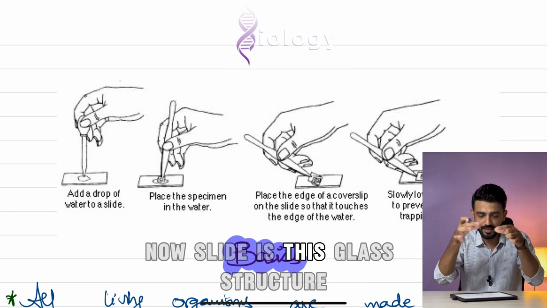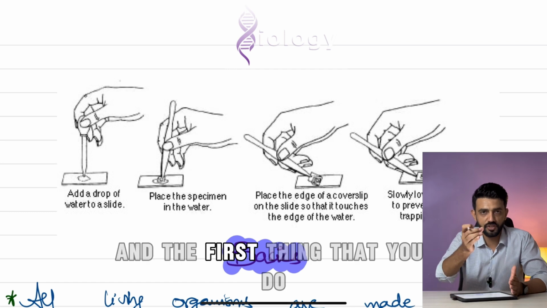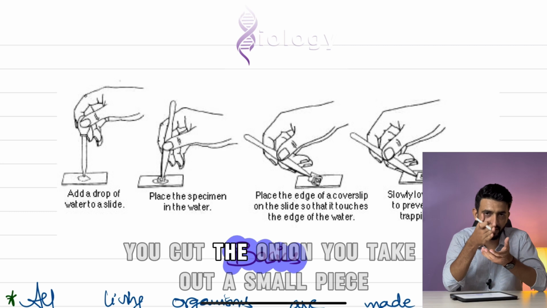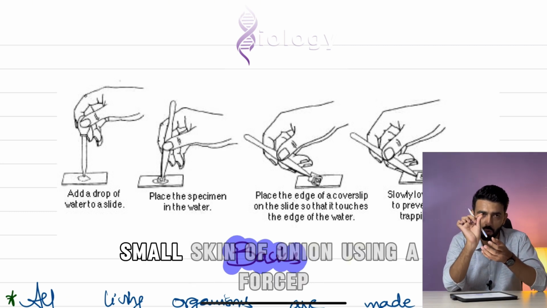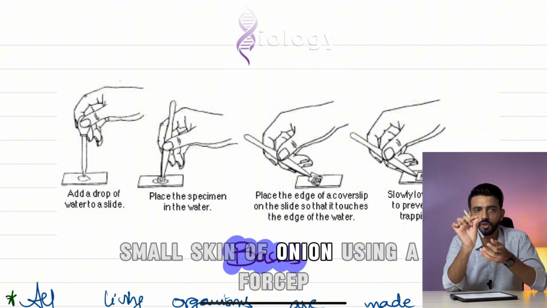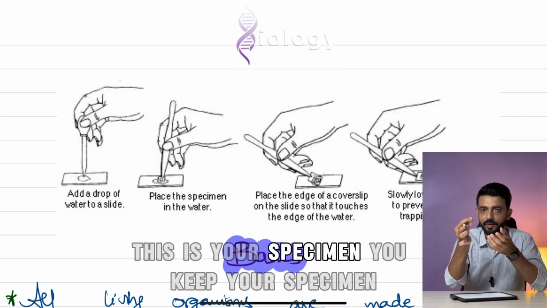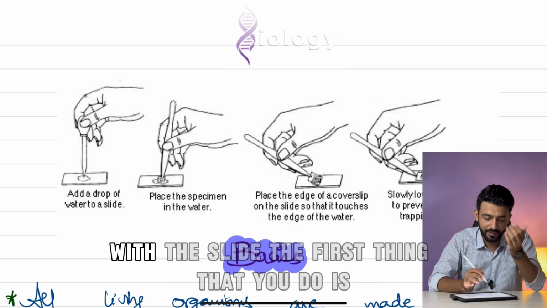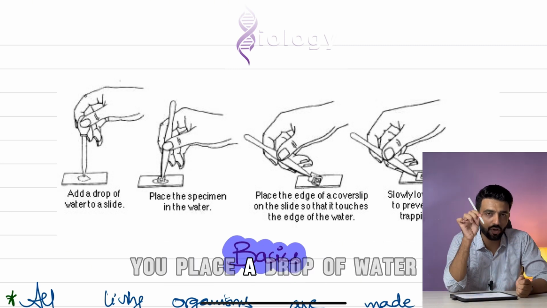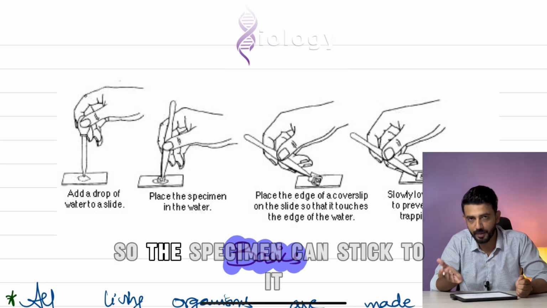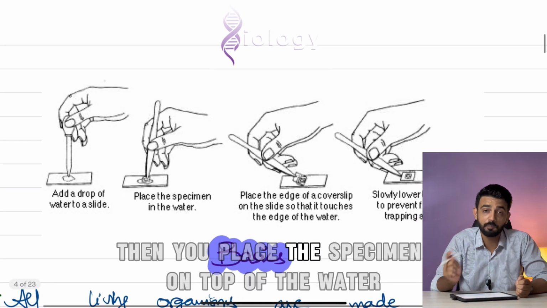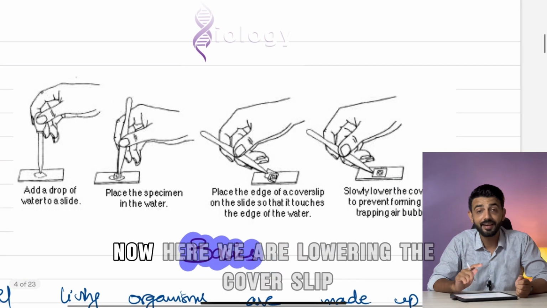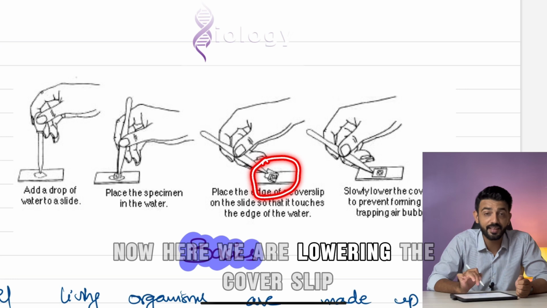Now slide is this glass structure, and the first thing that you do, for example, let's say we are observing the onion epidermis. You cut the onion, you take out a small piece, small skin of onion using a forceps. This is your specimen. You keep your specimen. Now there is the slide that you have to prepare. With the slide, the first thing that you do is you place a drop of water so the specimen can stick to it. Then you place the specimen on top of the water, which was in this case the onion epidermis.